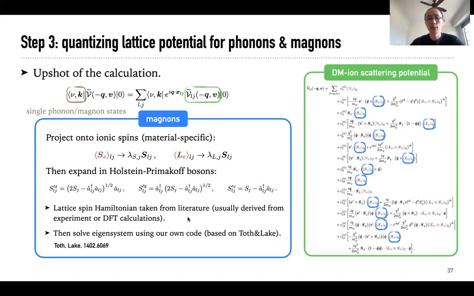And again, we have to first use either experiment or DFT calculations to figure out the spin Hamiltonian, and then carry out a diagonalization calculation to find the eigenmodes.